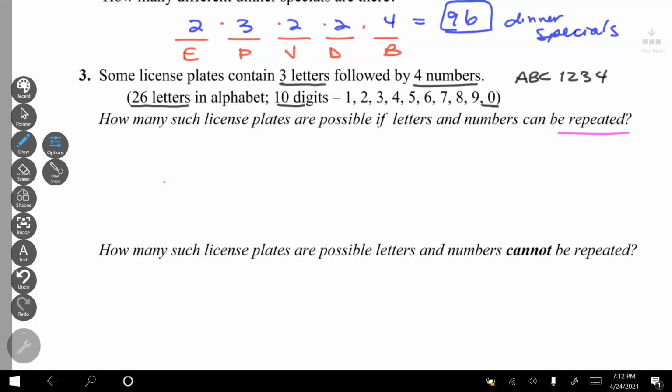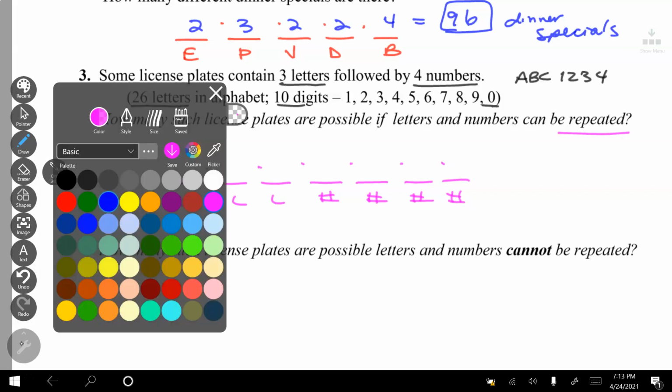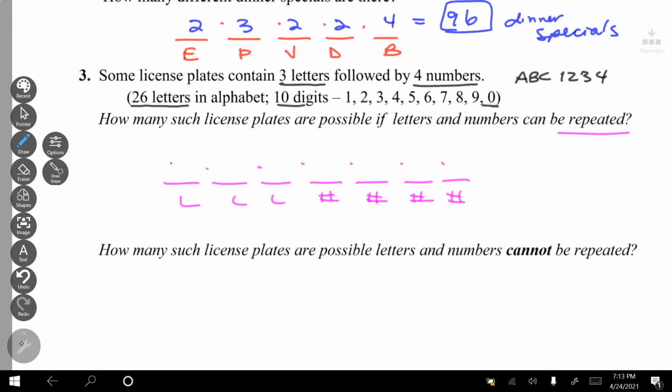So again, I have to have 1, 2, 3, 4, 5, 6, 7, letter, letter, letter, digit, digit, digit, digit, multiplication between each process, and my options are 26 here, 26 here, 26 here, 10, 10, 10, 10, and as a big number, 175,760,000 different ways I could make license plates this way, like the state of Ohio.